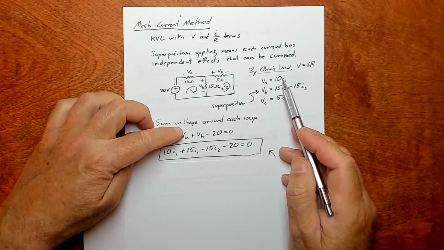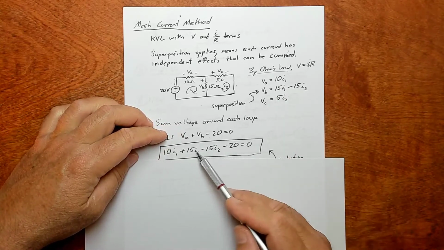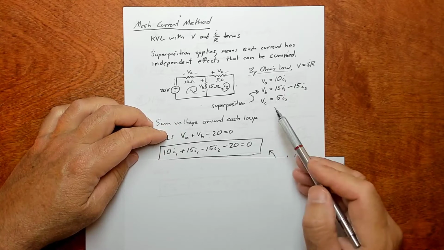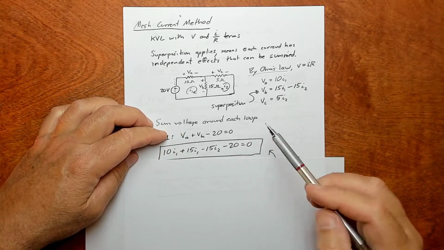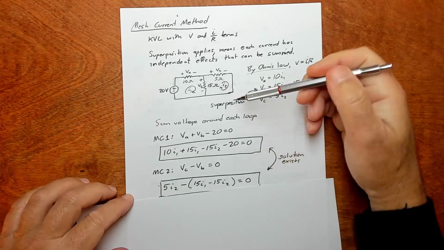VA is 10 I1, right? VB is these two terms. These two terms are VB. And then 20 just carries down. And so this is one equation. You can sum the loop.